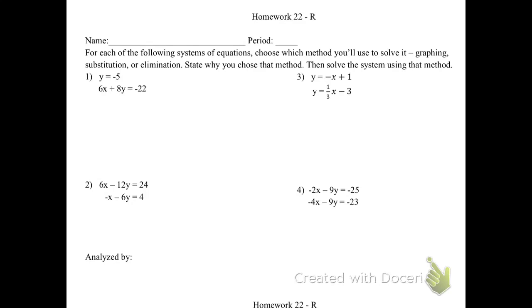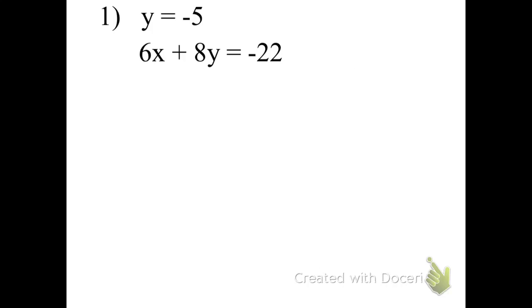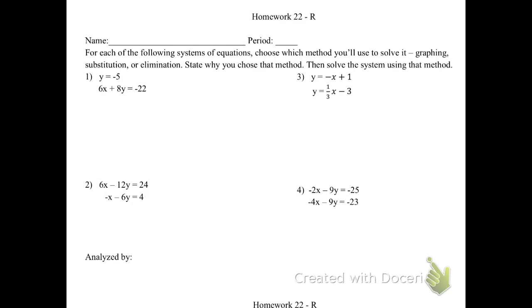Alright, time for homework 22. We're just solving 4 systems of equations, okay? And for each one you're supposed to choose your method, and then state why you chose the method. That's your justification, choosing why you would do that.